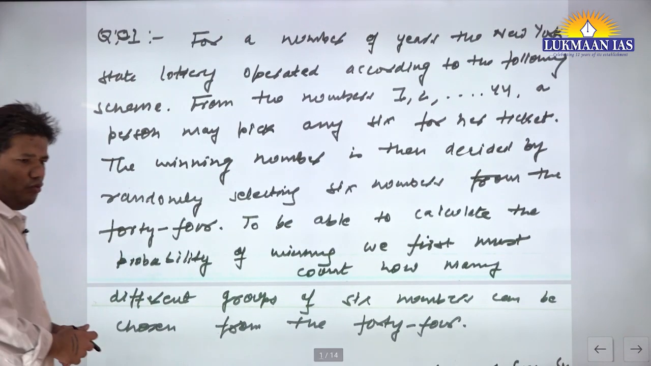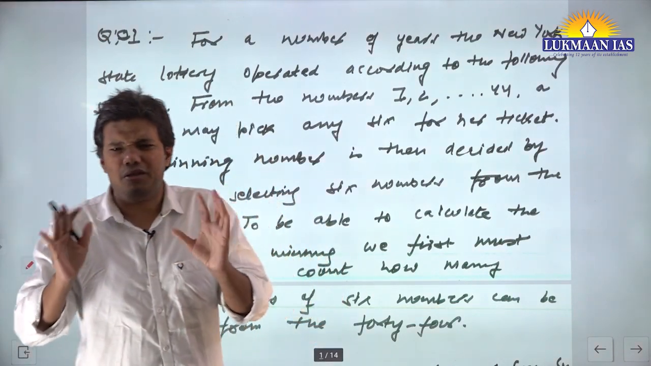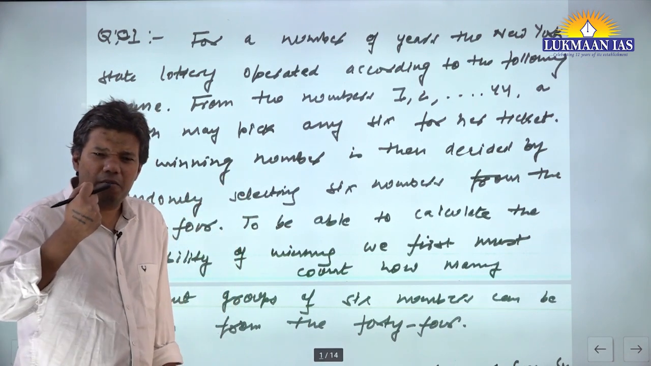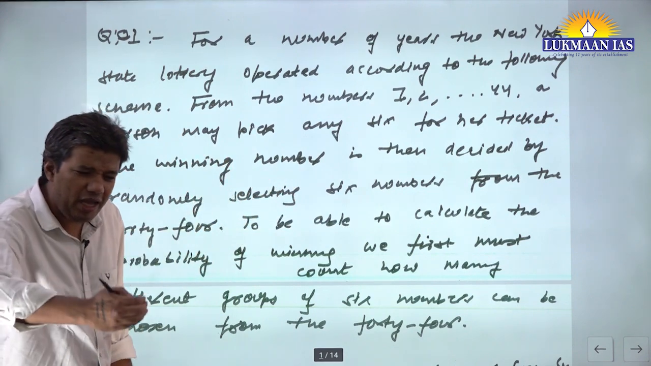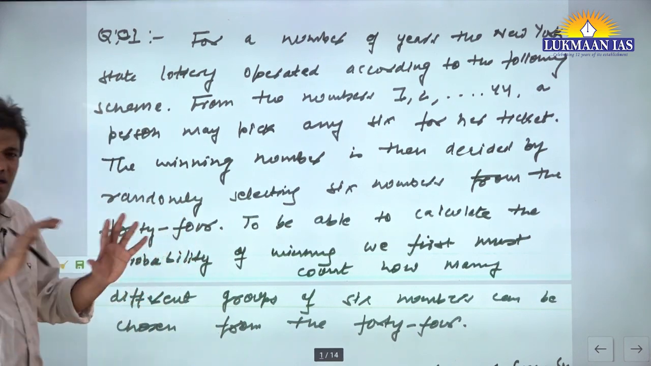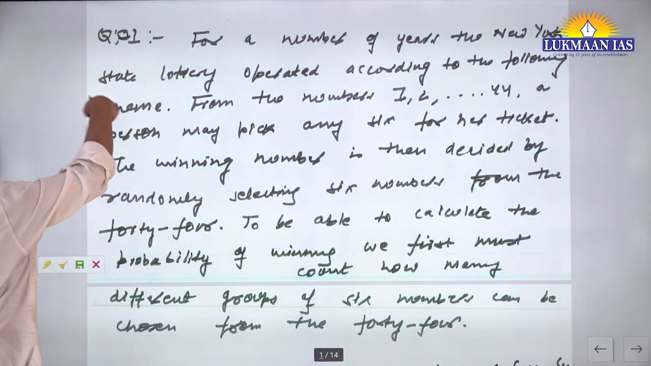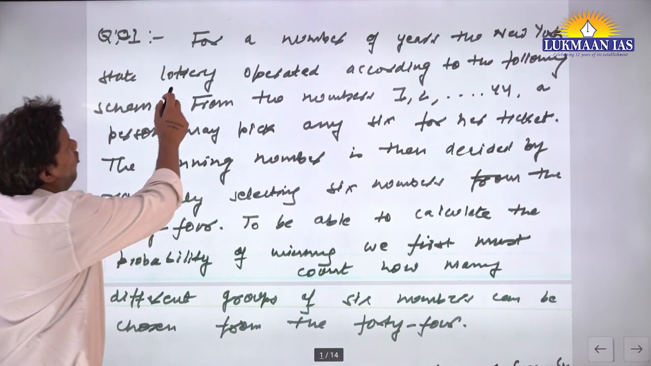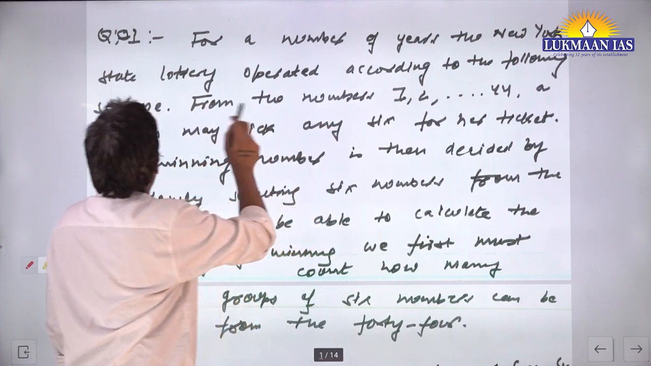One more thing I will suggest: try to read the original text. Do not read too many secondary texts. When you read the original books written by the real person, the professor who worked on this concept, if you take examples from their books, and you can bring that clarity of thought, then I believe your foundation would be strong. So I have taken this example from one such book. What it says, question: for a number of years, the New York State Lottery operated according to the following scheme.